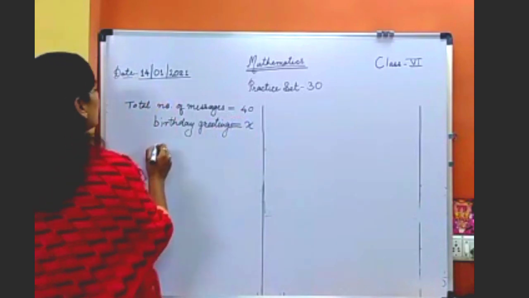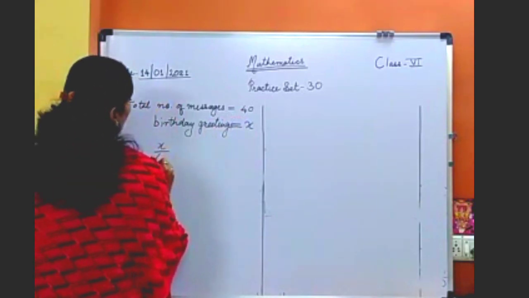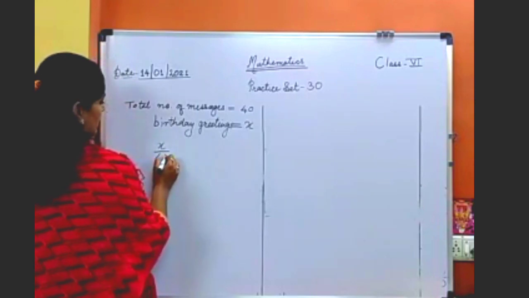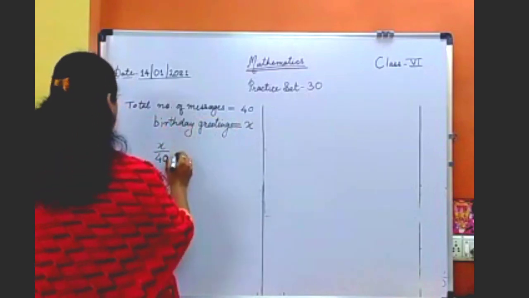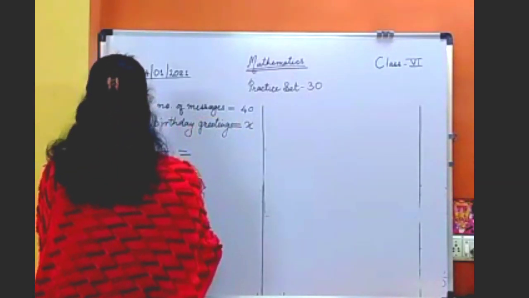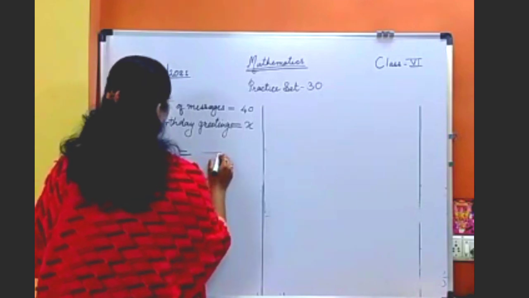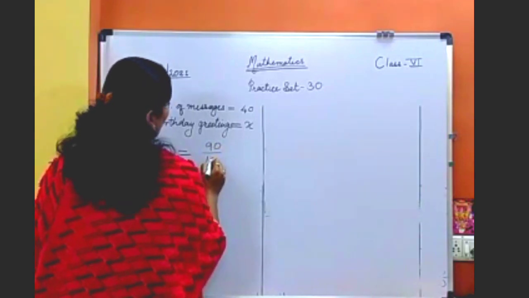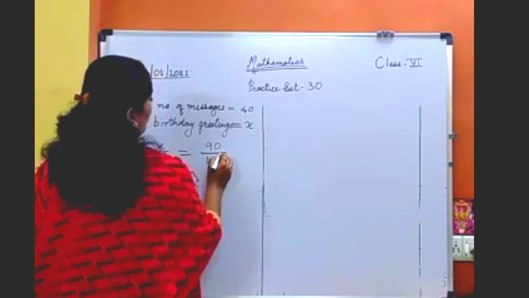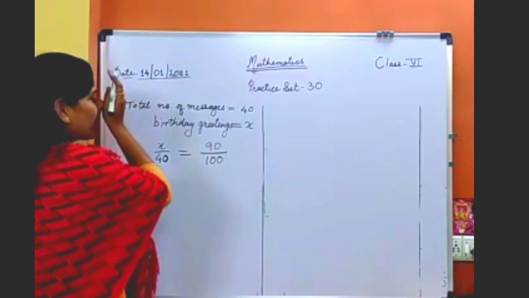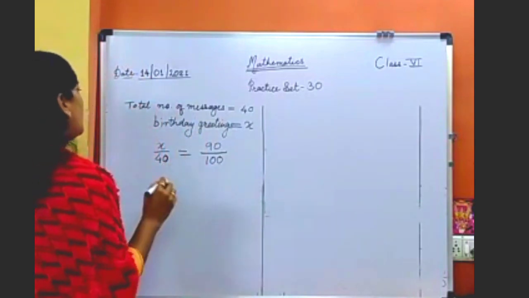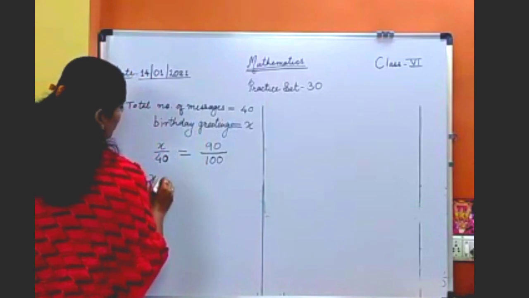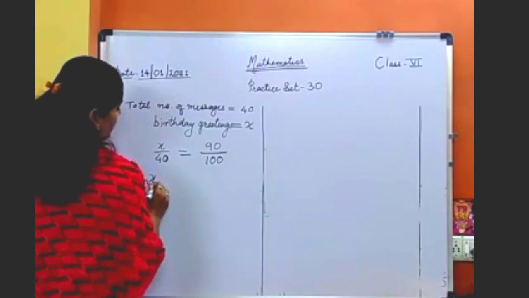Okay. So, X upon 40 means 40 total messages. Out of 40, X messages were birthday greetings. Here we'll see 90% means 90 upon 100. 90% is the birthday greetings. Okay. Let us solve it. What we'll do here, we'll multiply both sides by 40. Find out the value of X.